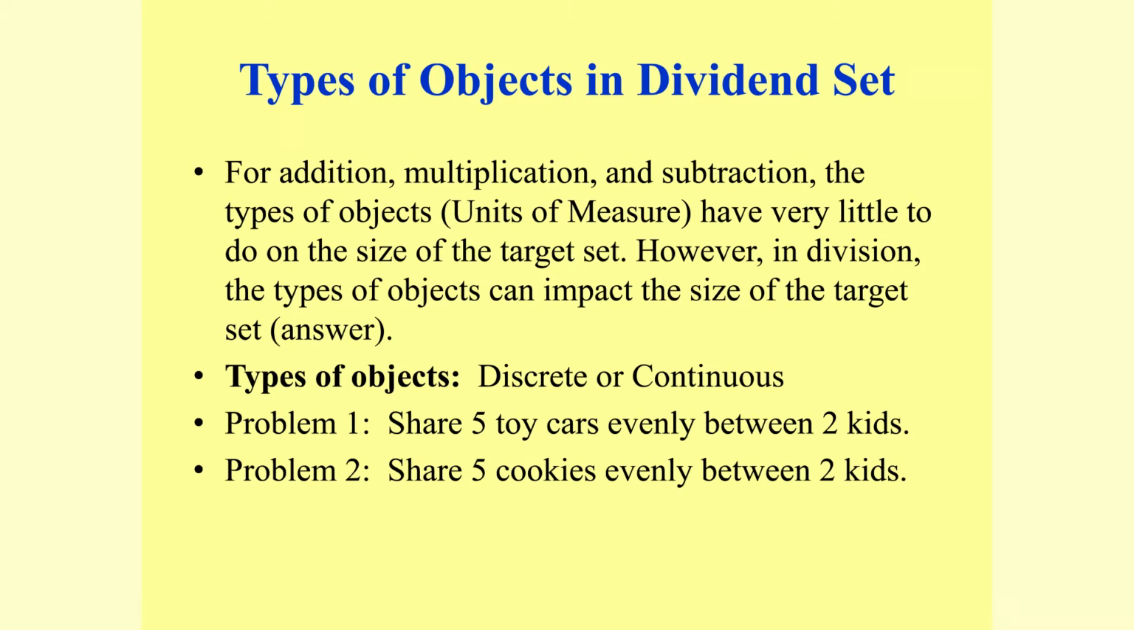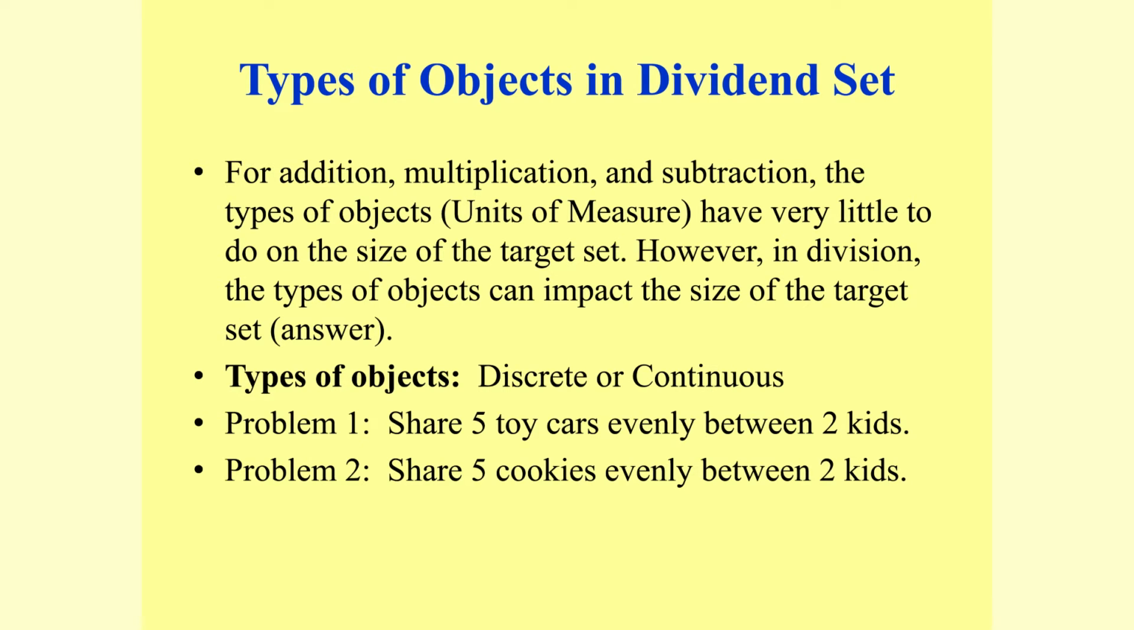we go any further, I want to remind you what we talked about in class: usually for addition, multiplication, and subtraction, the types of objects or the units of measure have very little to do with the size of the target set. However, in division, the types of objects can impact the size of the target set substantially. Here's a couple of examples.